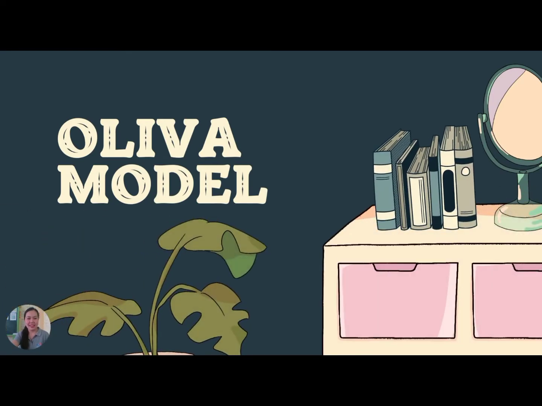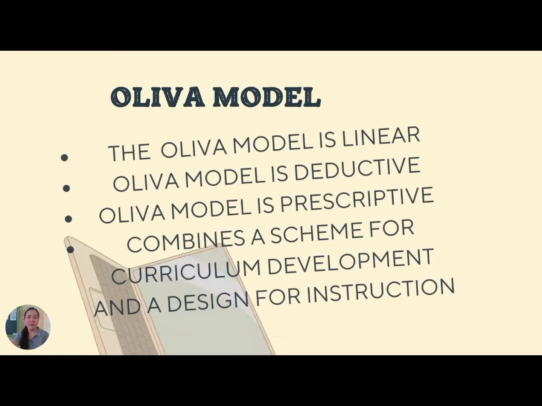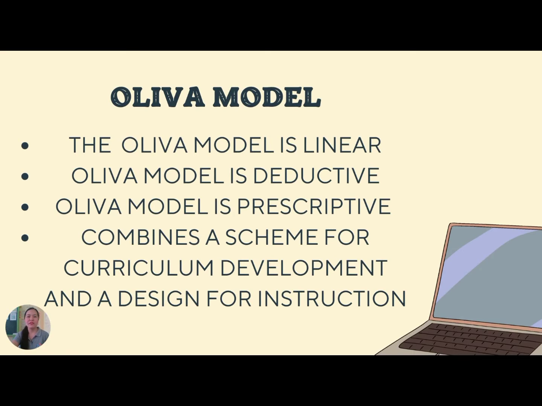And then let us now proceed to the Oliva model. The Oliva model is linear. It is because each of the 12 steps in the model are interrelated. The Oliva model is deductive. It is because it identifies the needs of the community as a whole before going down to identifying the specific needs of the learners and the subject matter to be taught.